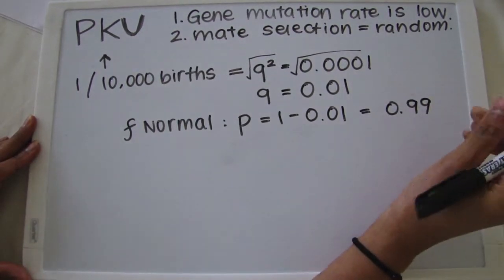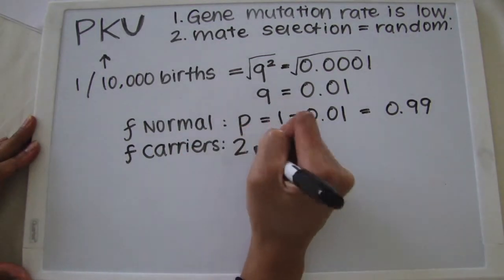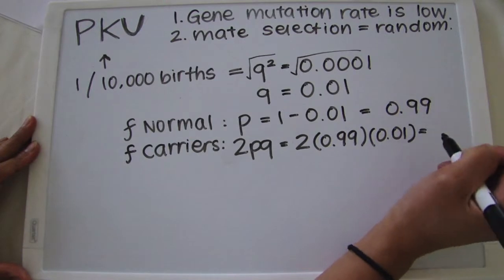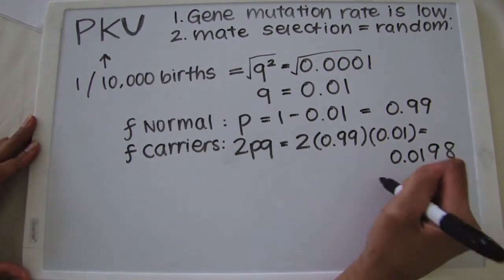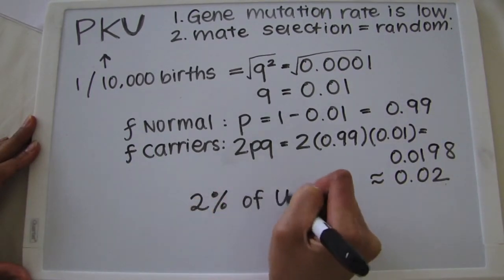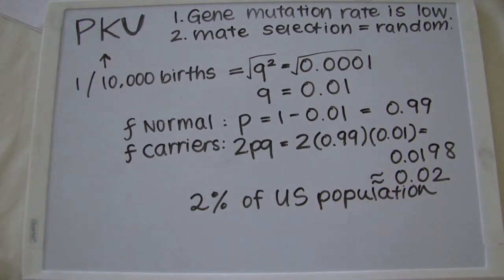And then to find the frequency of carriers or heterozygotes, use 2pq from the genotype equation, plug that in, and you get 0.0198, which rounds to 0.02, which means approximately 2% of the U.S. population does not have PKU, but may pass the PKU allele to offspring.